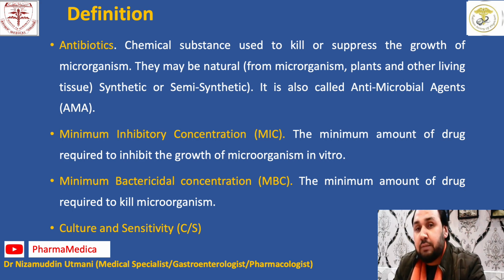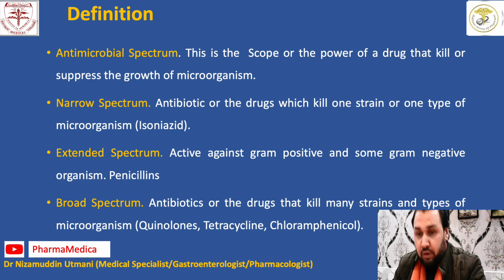And the other one is the minimum bactericidal concentration, which is the minimum concentration which is supposed to kill the microorganism. We call that the minimum bactericidal concentration, and both of these can be identified with the help of culture and sensitivity. Now coming to another very important definition, that is the antimicrobial spectrum.